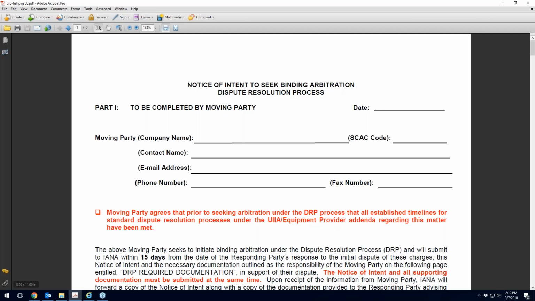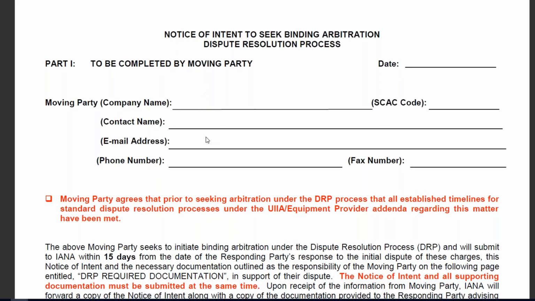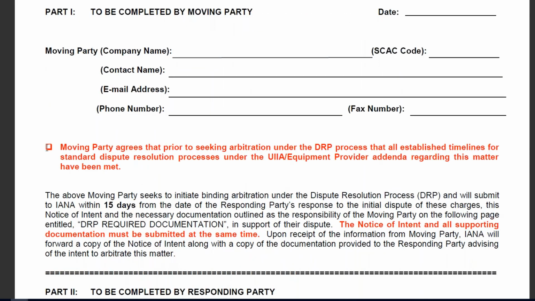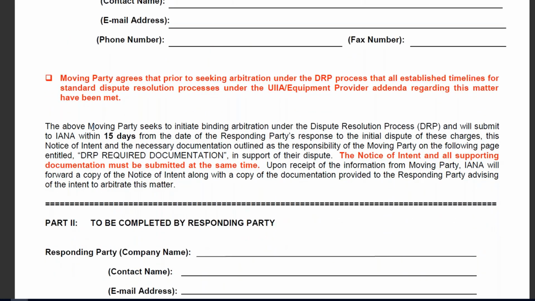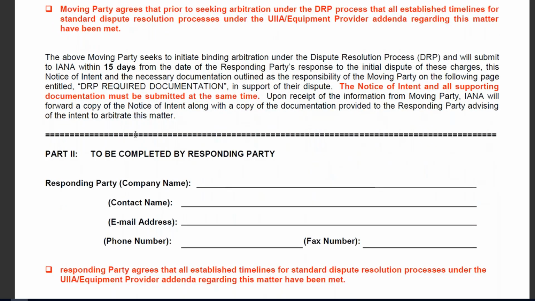If you're the moving party of the claim, you're initiating the claim, you're going to fill in your company name, your SCAT code, the contact and email address of the person within your company that we can reach if we need any information, as well as their phone and fax number. And then you're going to check this box to confirm that you agree that you met all the established time frames for initially disputing the charges with the equipment provider or the invoicing party, and that you've also met this 15-day time frame. When we get this, if the case is going to go through the full arbitration process, we would send this same form to the responding party, and they would fill in this bottom part.